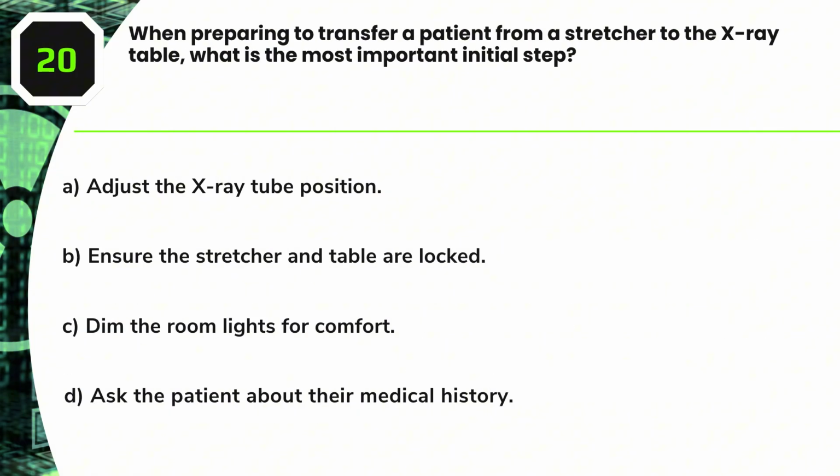Question 20. When preparing to transfer a patient from a stretcher to the X-ray table, what is the most important initial step? A. Adjust the X-ray tube position. B. Ensure the stretcher and table are locked. C. Dim the room lights for comfort. D. Ask the patient about their medical history.